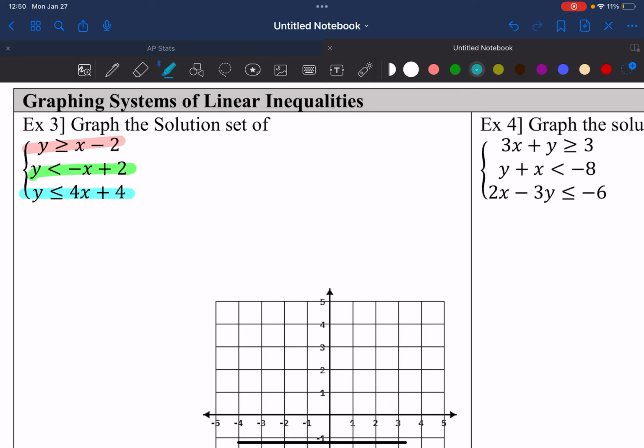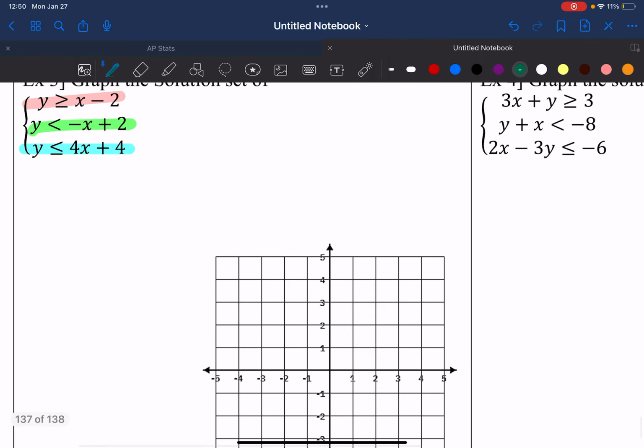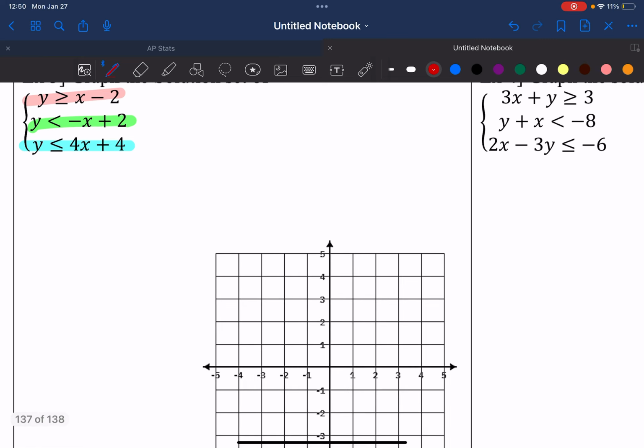That way you'll be able to see where they fall on the graph. So starting with the first one that I highlighted in pink, we have y is greater than or equal to x minus 2. When we're graphing linear equations, we always graph the y-intercept first, so negative 2.